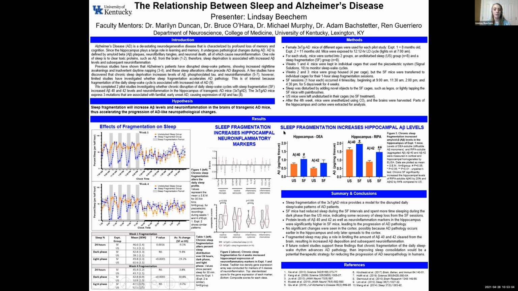Yeah, so we know age is a big risk factor for those with Alzheimer's disease. So the older you get, the more likely you are to have Alzheimer's. So we kind of tried to mirror that in our mouse models. So we used 8-month, 11-month, and 14-month-old mice.